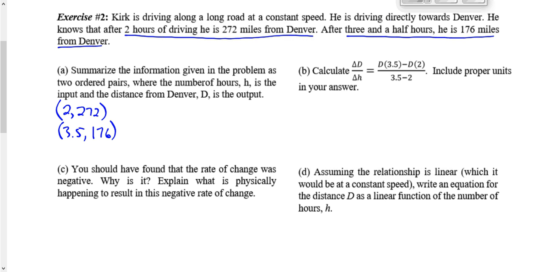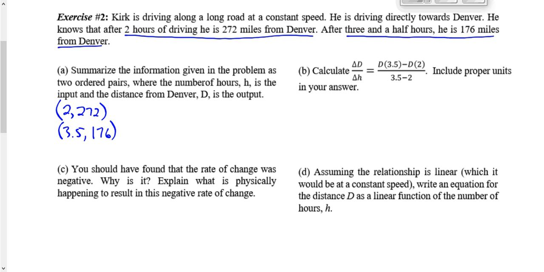Calculate, what's this say here? What does that say? Delta D over delta H. Remember, that just means change in, difference in, right? Subtract. So we need, D of 3.5. What is D of 3.5? Look at your points here. 176 minus D of 2. What's D of 2? 272, yeah? So isn't this basically y2 minus y1 over x2 minus x1?